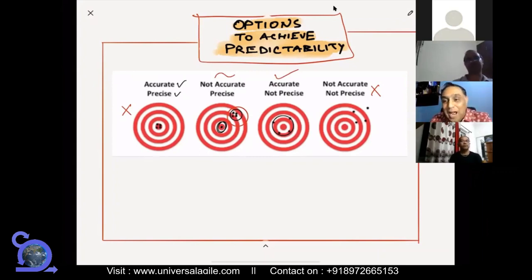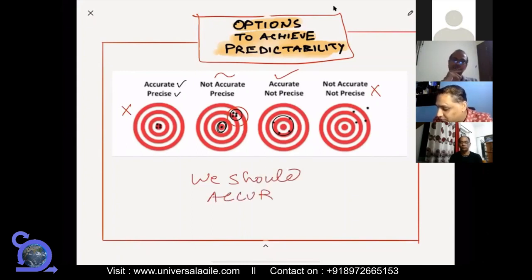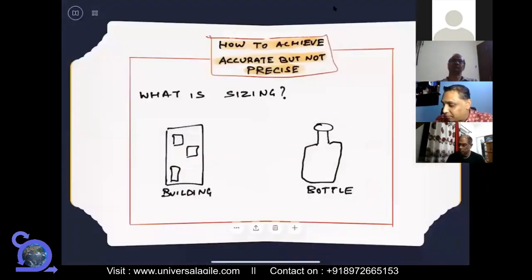Okay. So rather than trying to be precise, what should we chase? We should chase accuracy. It is good to be roughly right than precisely wrong. Are you with me? It's good to be roughly right, or accurate, than precisely wrong. Clear, everybody now? Yes. So this is how we can achieve predictability if required. Now, how do you get here? Let's go further.